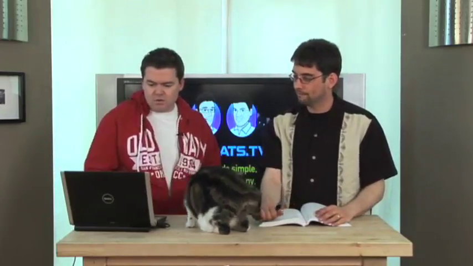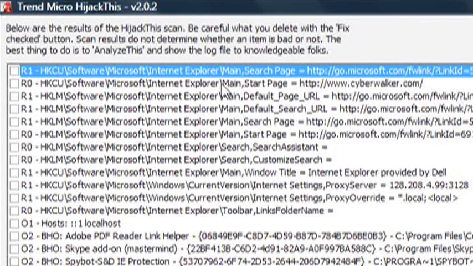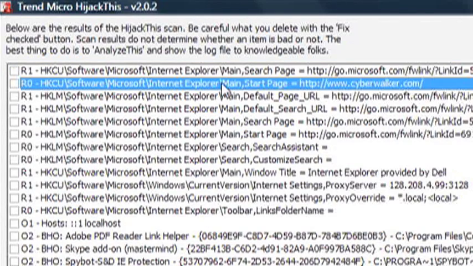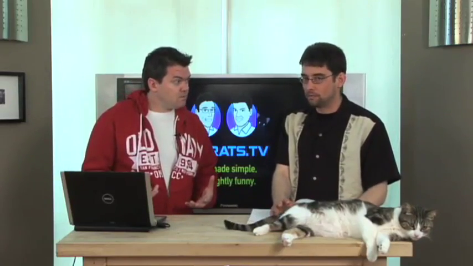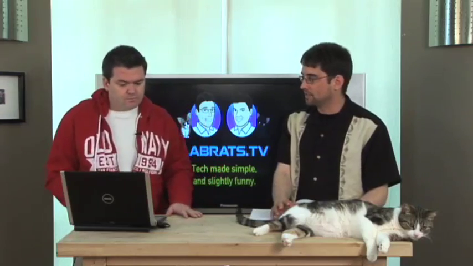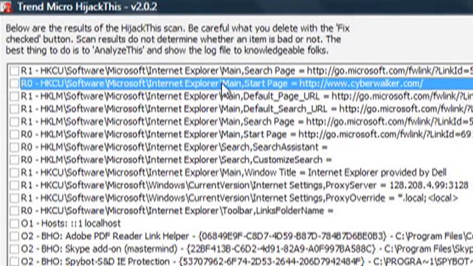So actually, as you go through here, you're going to see, if I go down to R0 down here, it actually shows www.cyberwalker.com. So that is the default homepage that I load when I start up Internet Explorer. So when you have a browser hijack, it might take you to a different start page or give you a different search default. That's right. And that'll all be in this section here? That'll all be in this section here.